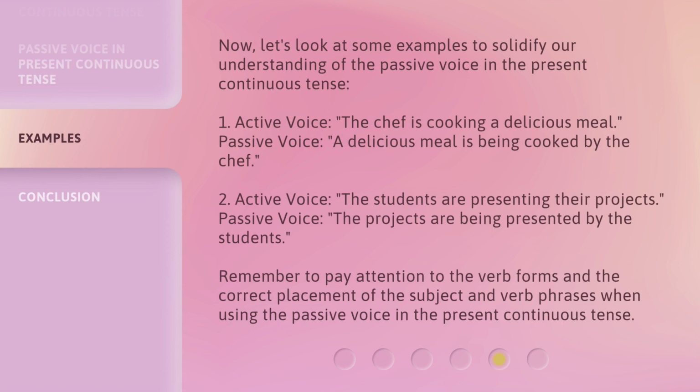Now, let's look at some examples to solidify our understanding of the passive voice in the present continuous tense. 1. Active voice, the chef is cooking a delicious meal. Passive voice, a delicious meal is being cooked by the chef. 2. Active voice, the students are presenting their projects. Passive voice, the projects are being presented by the students.